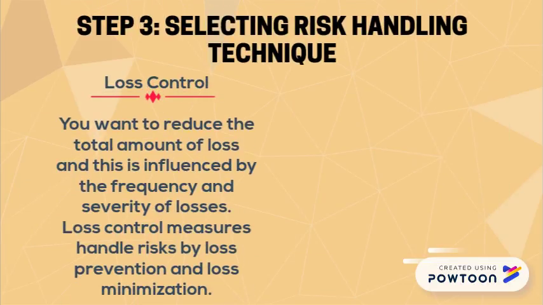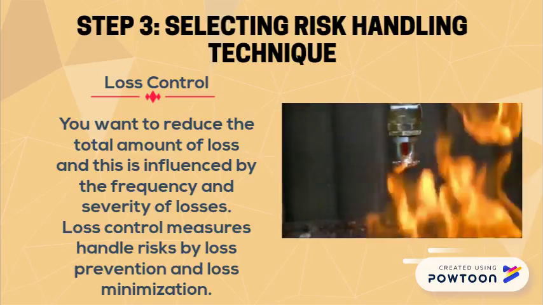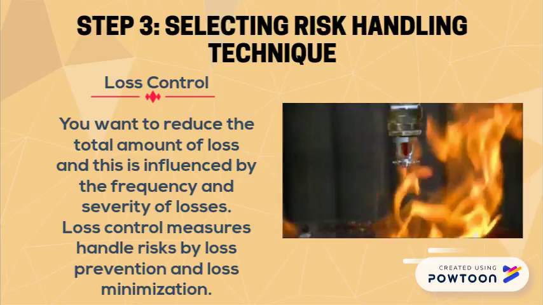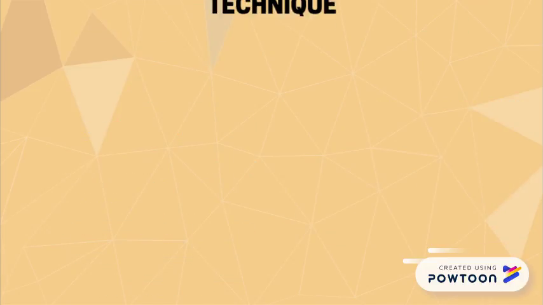In loss control, you want to reduce the total amount of loss that is influenced by frequency and severity. This can be handled by loss prevention and loss minimization. Loss prevention is to reduce frequency and loss minimization is to reduce severity. For example, installing a water sprinkler system and fire extinguisher.